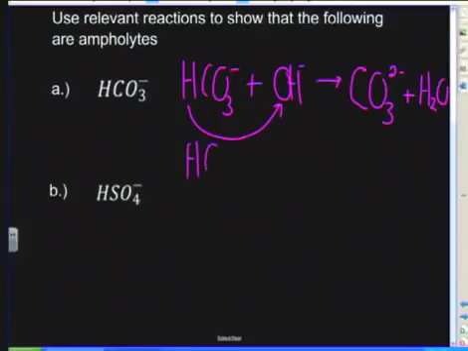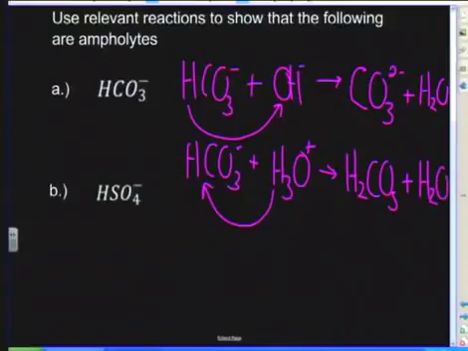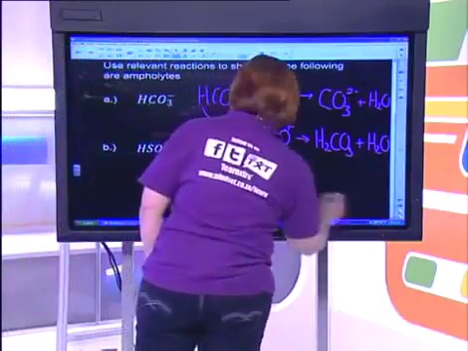If I take the HCO3 minus and now react it with H3O plus, which is absolutely an acid, the H3O plus is going to go, no, here you go, you have my extra hydrogen, because it's so friendly. And we end up with H2CO3 and water. So whenever we need to prove that it's amphiprotic, we need to react it with something we know is either an acid or a base.